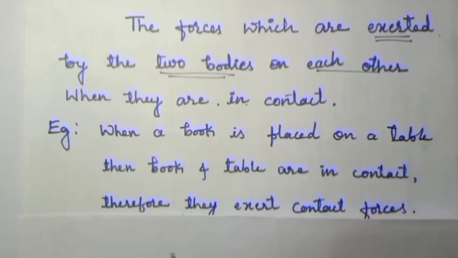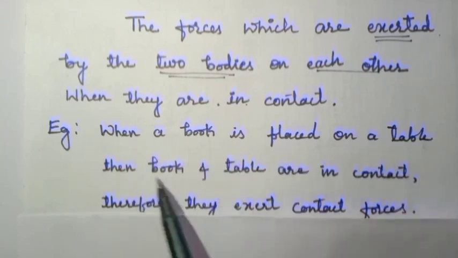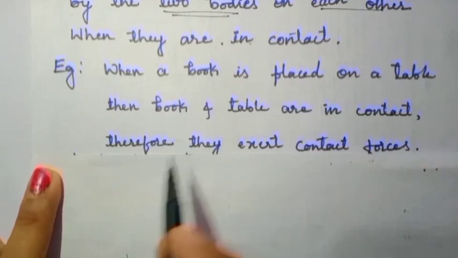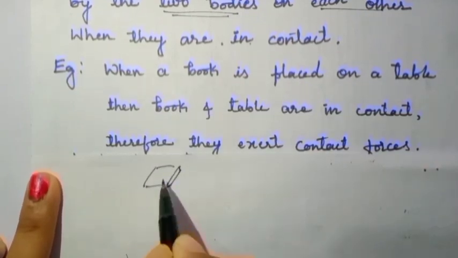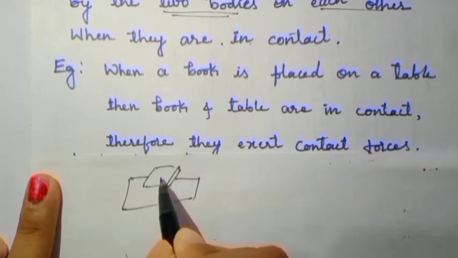Let's see the example. When a book is placed on a table, then the book and table are in contact. Therefore, they exert contact force. Here, what does it say? If you place a book on any table, let's see, here I have placed a book on this table.